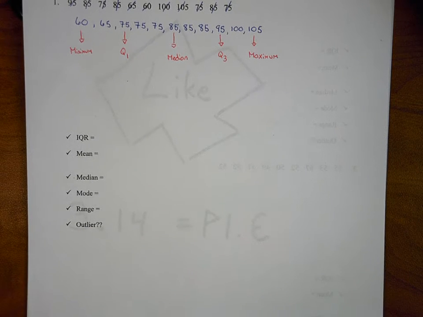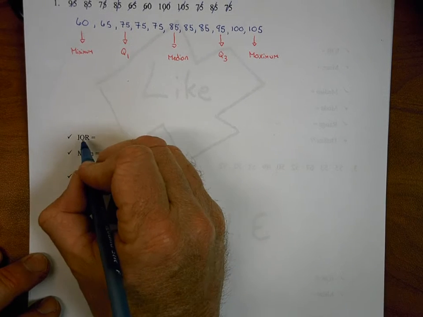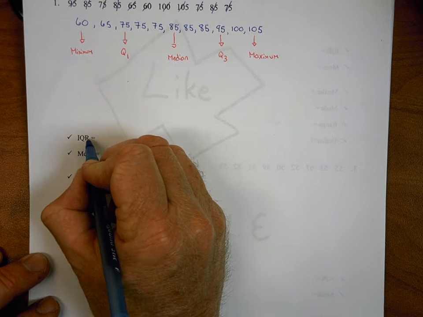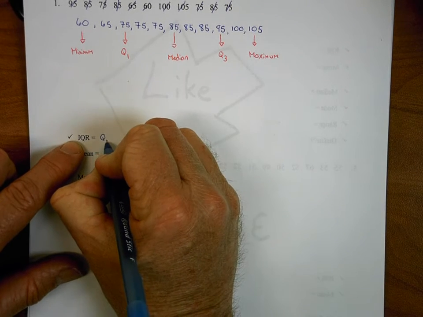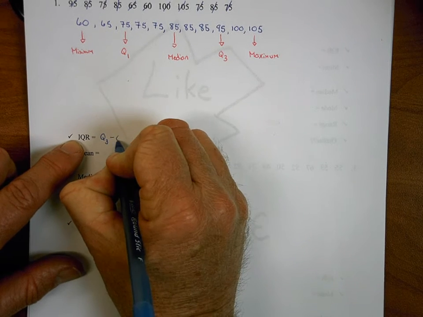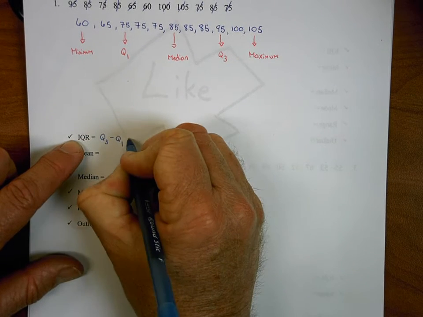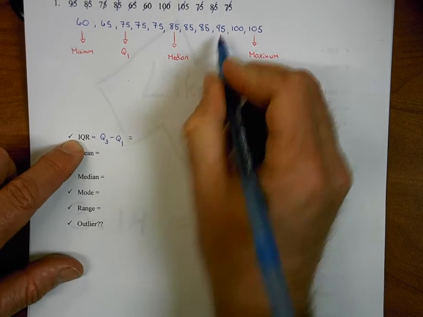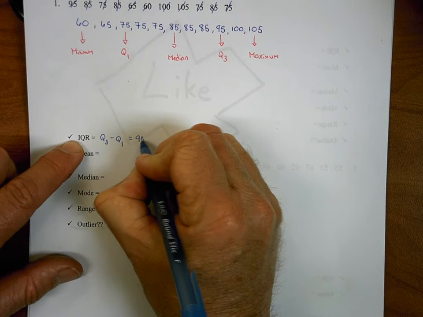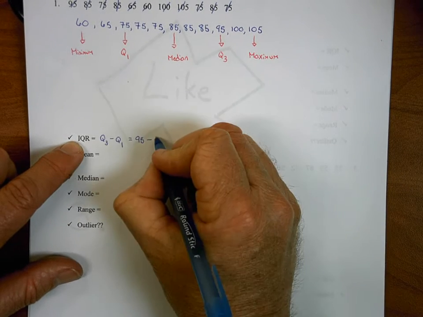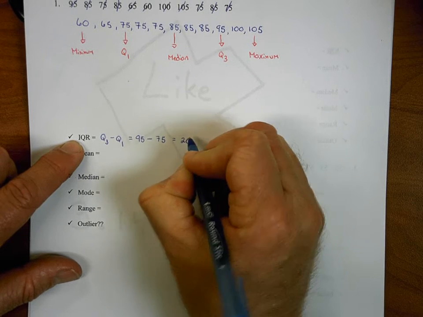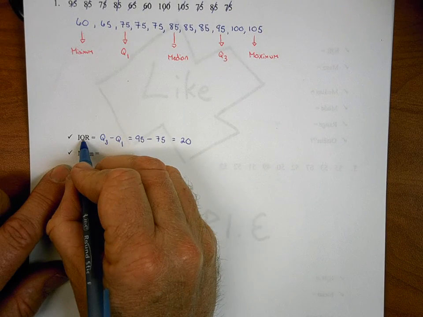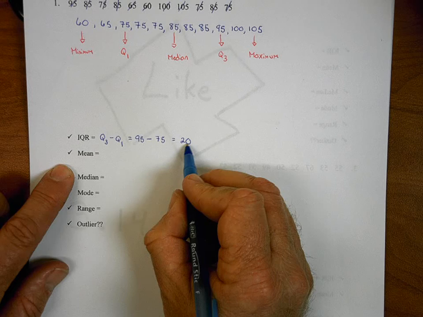All right, so the IQR stands for the interquartile range, and the way that you find the IQR is you take your Q3 value, and from it you subtract your Q1 value. So my Q3 value is 95, my Q1 value is 75, 95 minus 75 is 20. So my IQR, my interquartile range, is going to be 20.